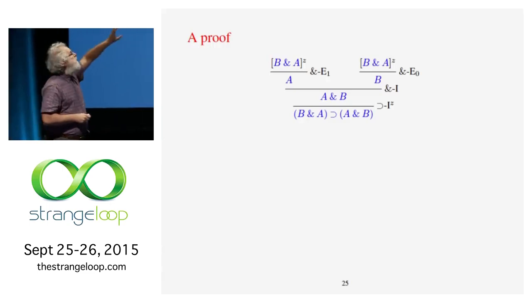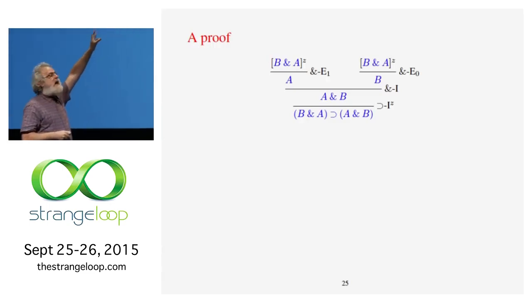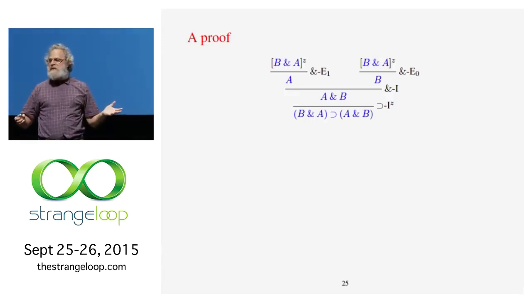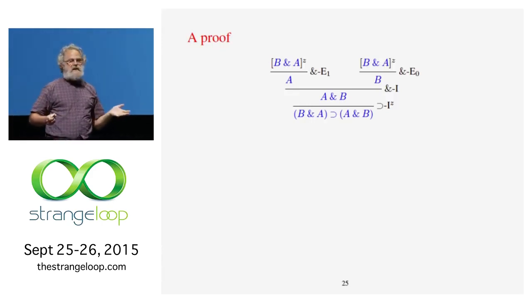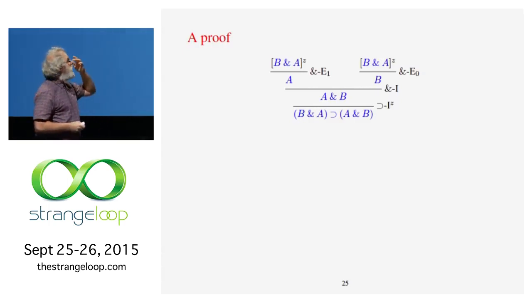So here's a little proof. It's a proof that if you know B and A, then you can conclude A and B. Now, this seems bloody obvious, right? Of course, if I know B and A, I can conclude A and B. But it would be nice to actually have a formal proof. So here's the formal proof.